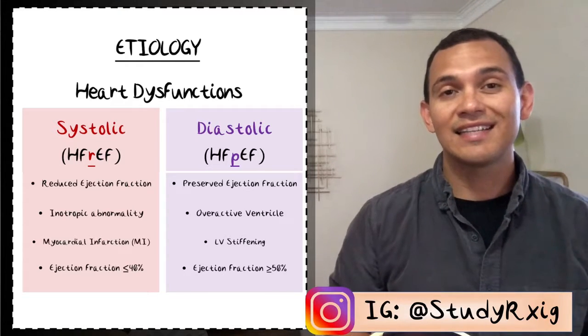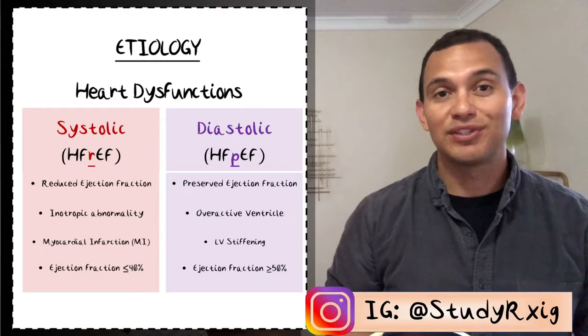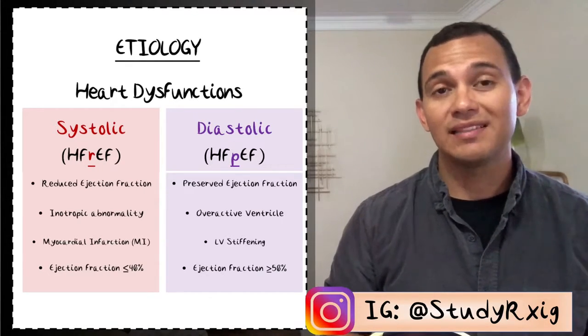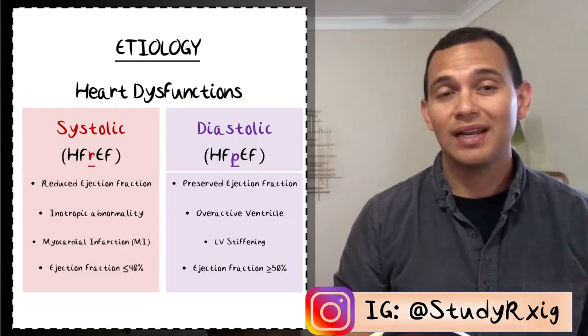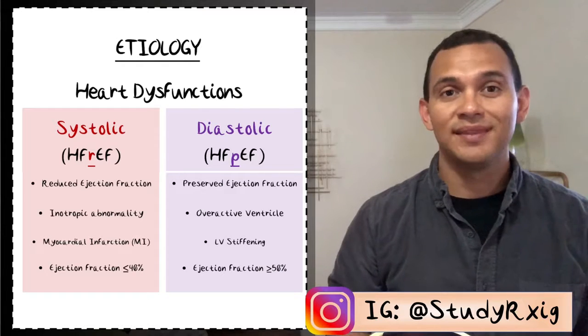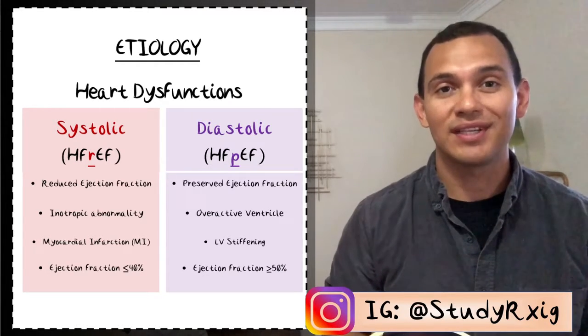The second is a diastolic dysfunction, and this is known as heart failure with preserved ejection fraction, also HFpEF. HFpEF is a compliance issue in which the ventricles don't relax as they should, and they stiffen, primarily the left ventricle. This will present an ejection fraction equal to or greater than 50%.